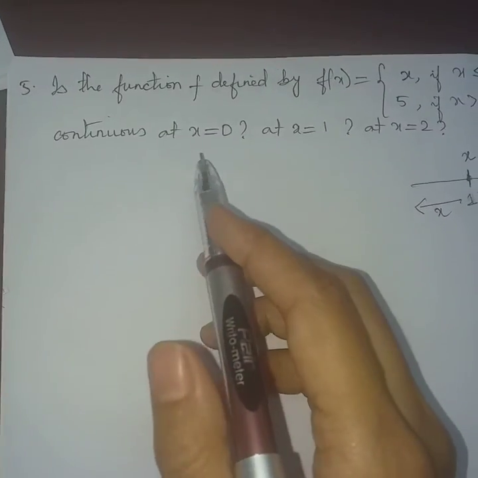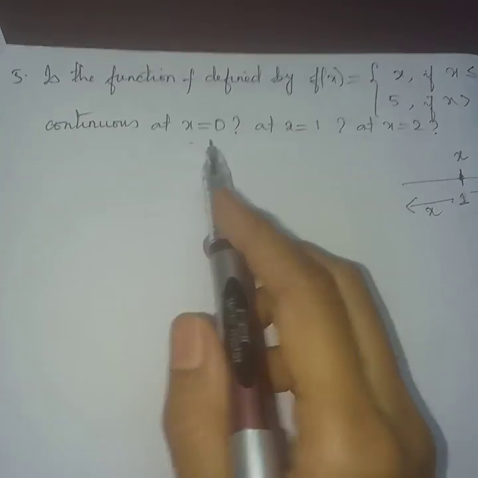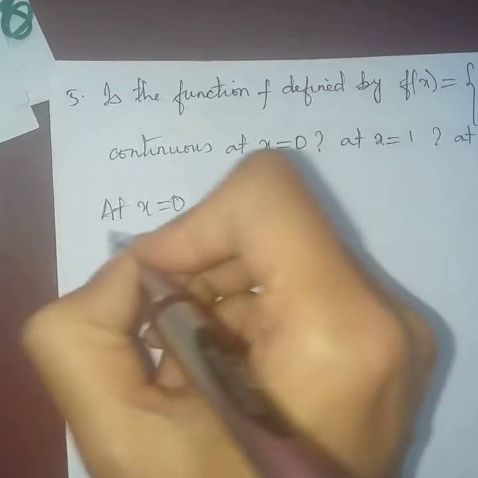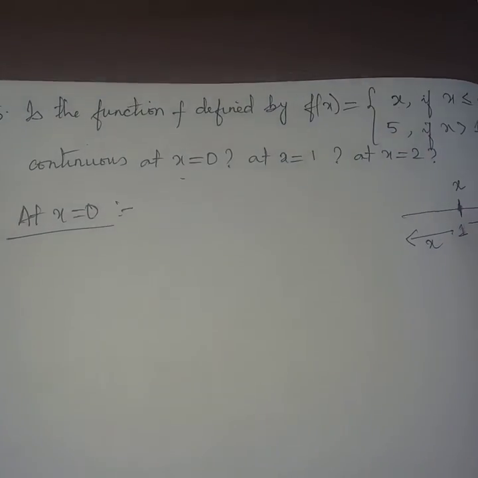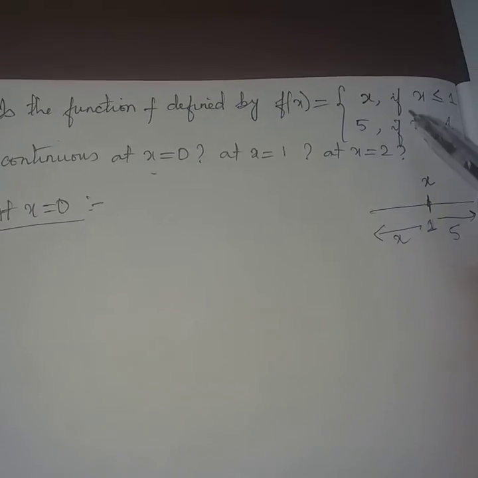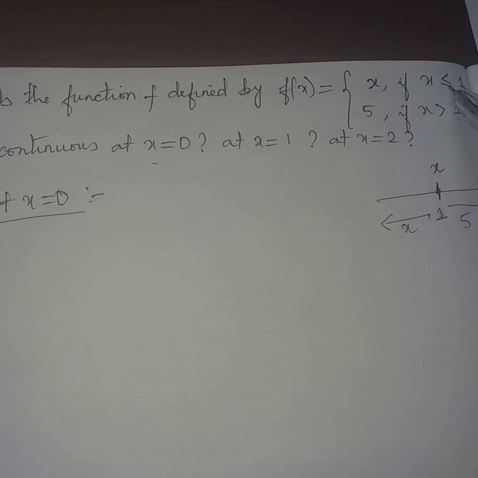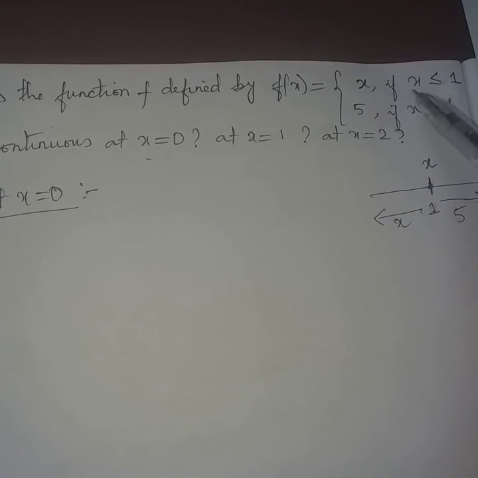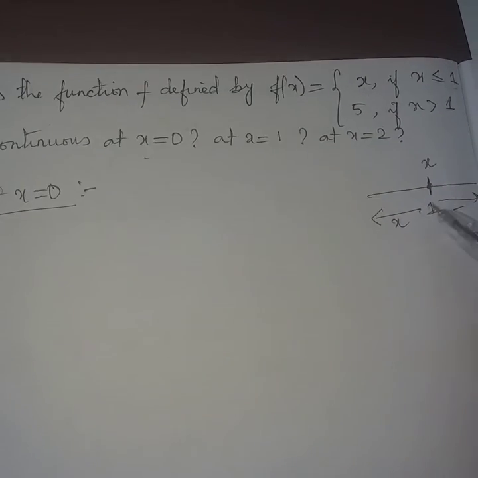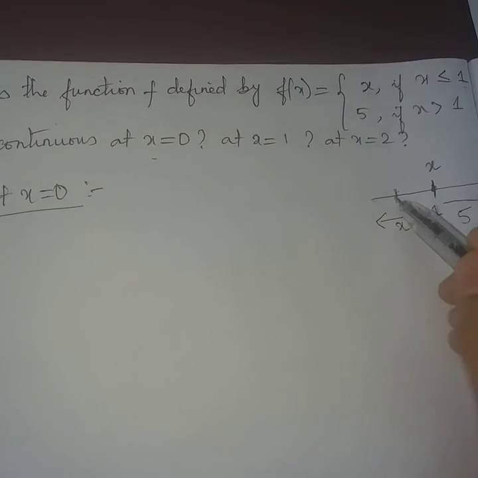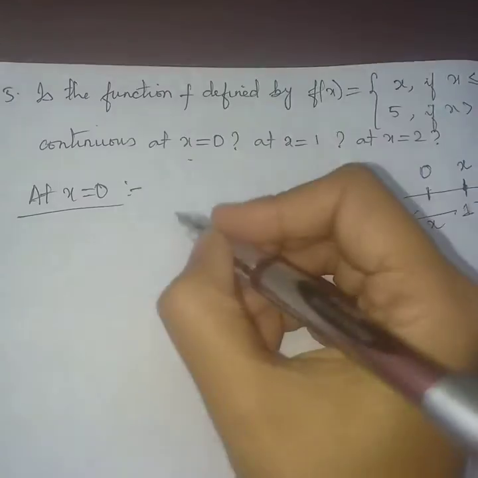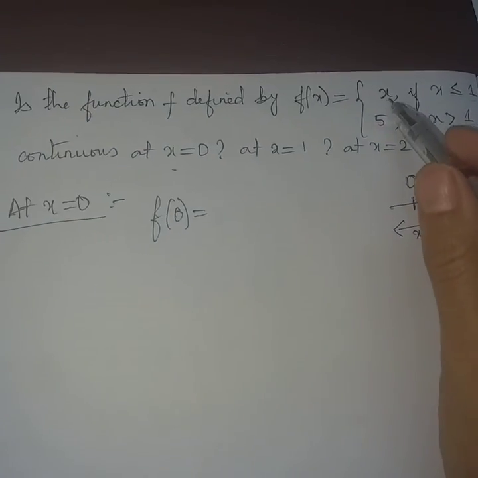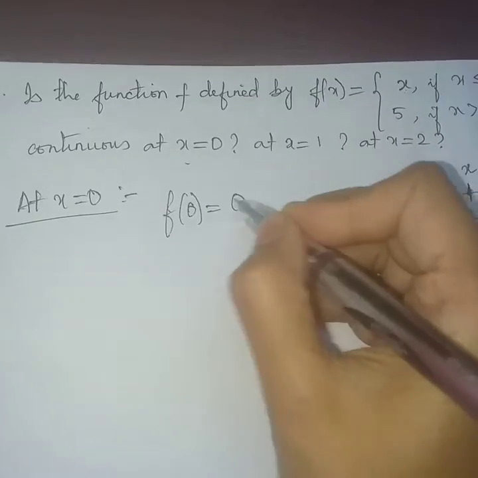So here first of all we have to check for x equal to 0. At x equal to 0, where does the function lie? x less than 1. x equal to 0 lies in this part. So 0 will be here. So for f of 0, it is x. That means it is 0.